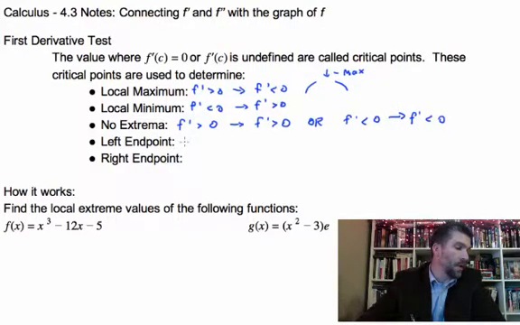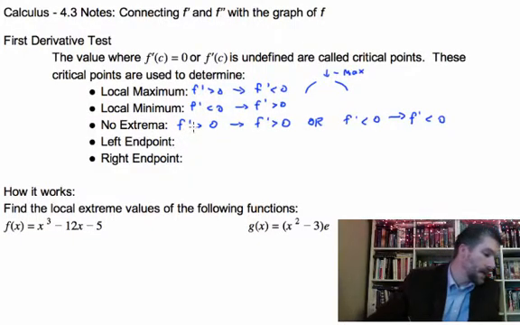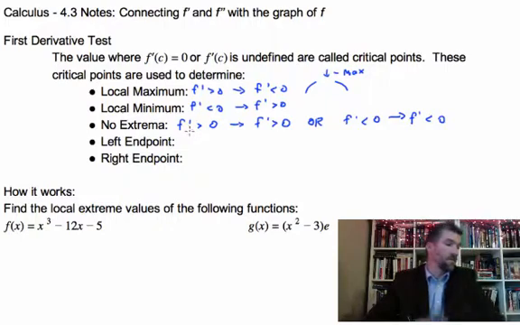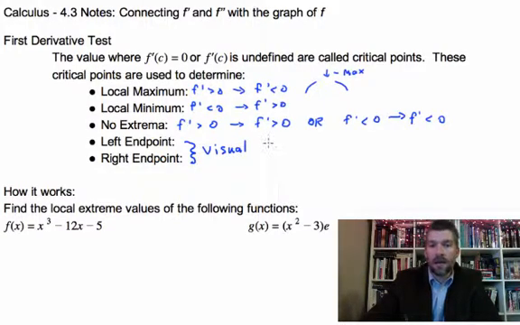On your left endpoint, we're looking at whether the derivative is going to be less than 0 or greater than 0. We might have to look at some examples here. So I'll just say use your visual cues on the left and right endpoints when you graph this, and we'll check this as well.